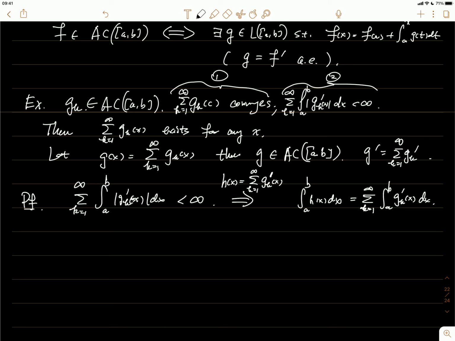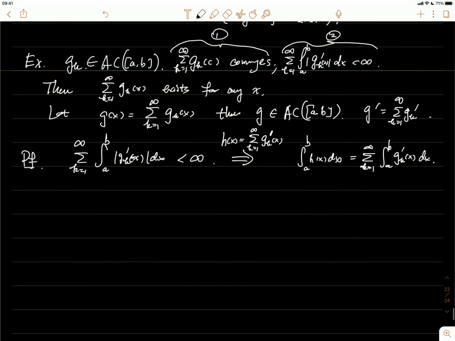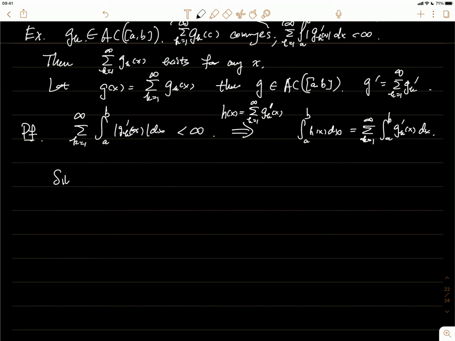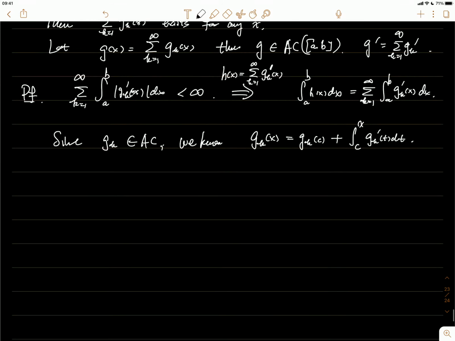So such an h exists, and the integral of h is equal to that. Also, since each g_k is in AC, the fundamental theorem of calculus is true, so g_k(x) is equal to g_k(c), using the special point c, plus the integral from c to x of g_k'(t) dt. We know that because g_k is absolutely continuous.